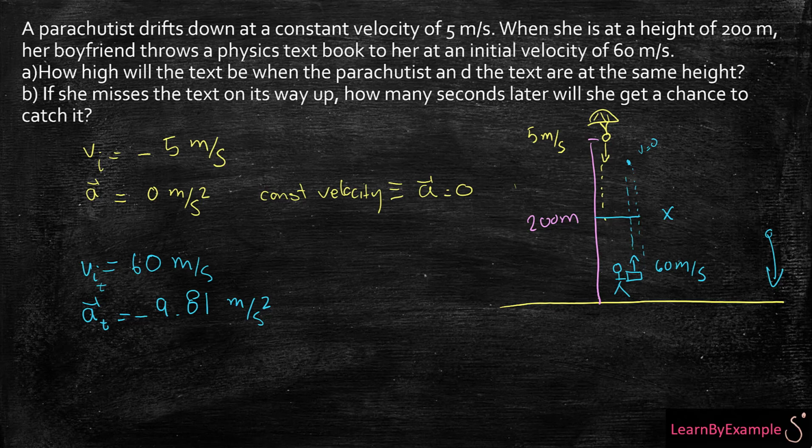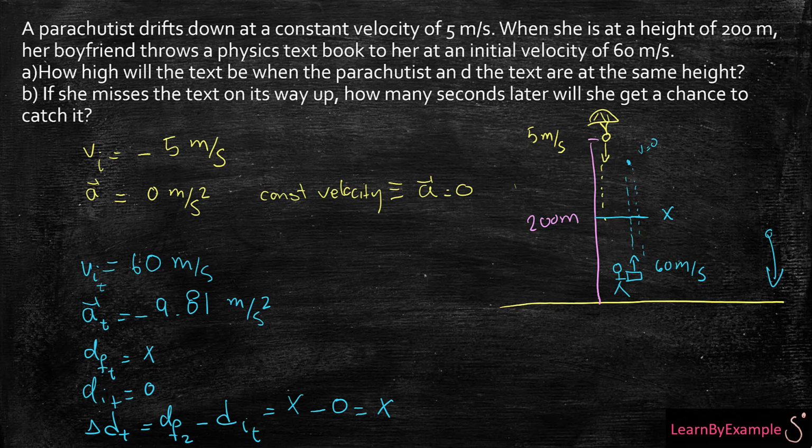Okay, so at some point, which is X, my final position for my textbook, my d final for my textbook, is going to be X, and my d initial for my textbook is going to be 0. Therefore, my delta d for my textbook is going to be d final minus d initial, which is X minus 0. Therefore, it's just going to be X. So that is the change in distance.